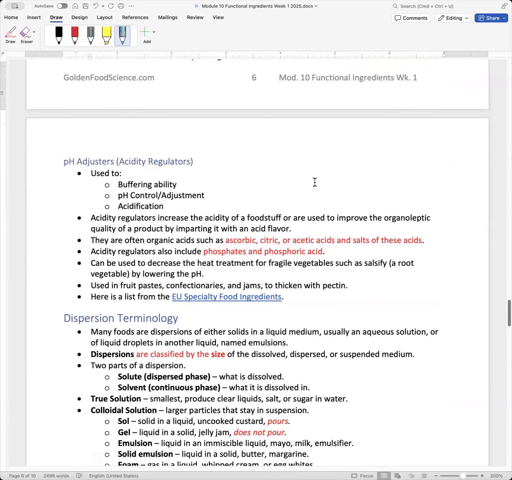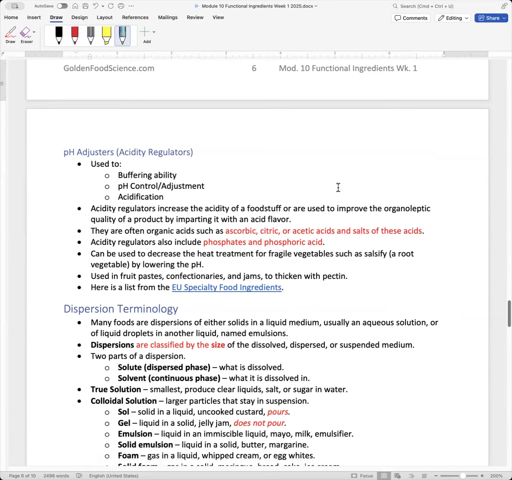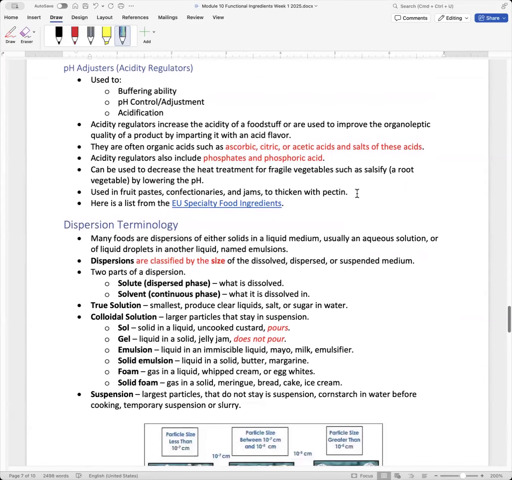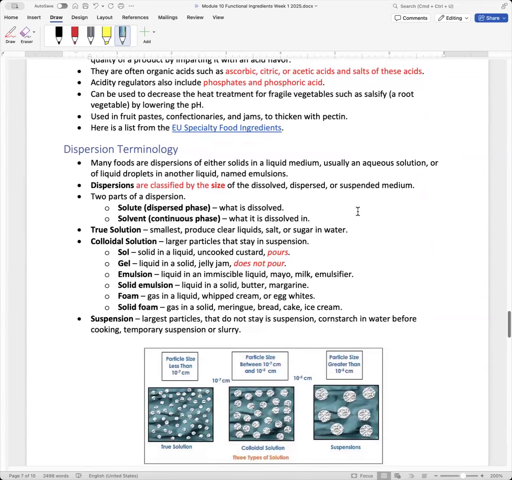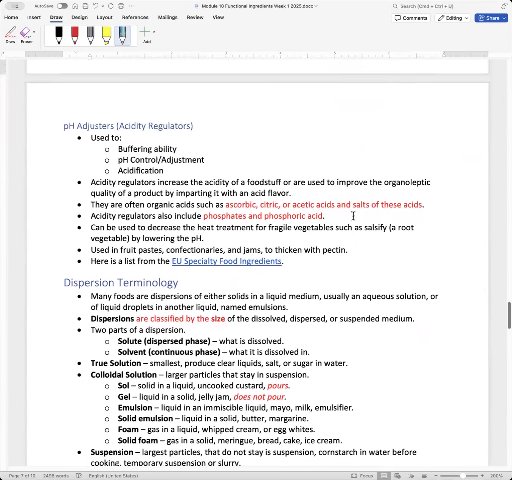Essentially, a buffer is something that, if it's too acidic, will provide some base to make it neutral. And if it's too basic, will provide some acid. And it just brings the total of the food closer to a neutral pH. That's what a buffer is. Okay, I want to spend just a little time on the next topic, if there are no questions about that.